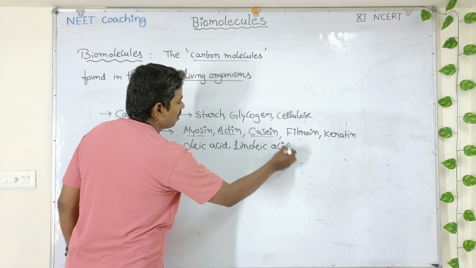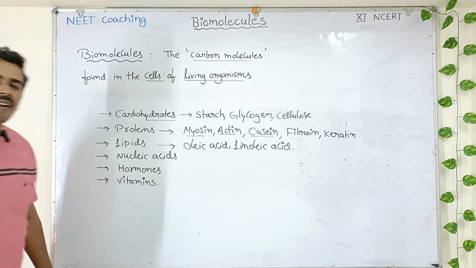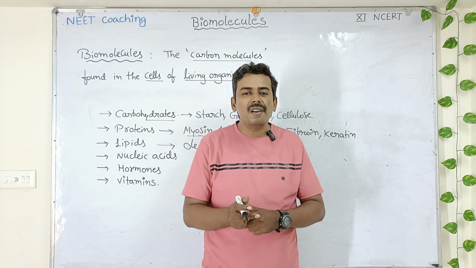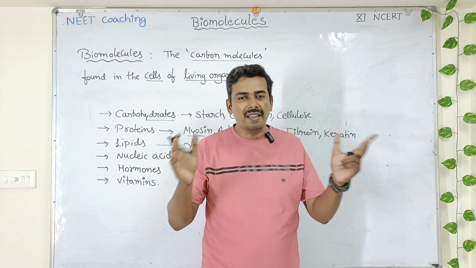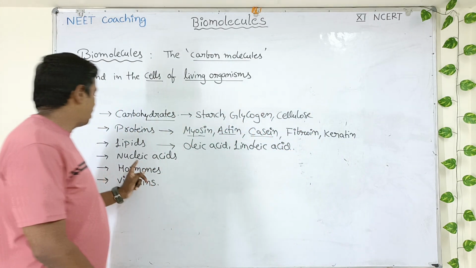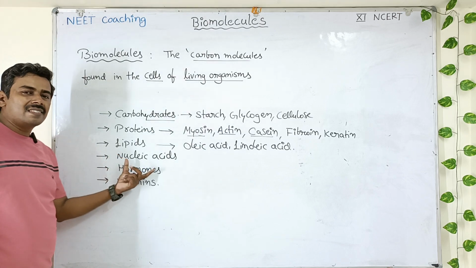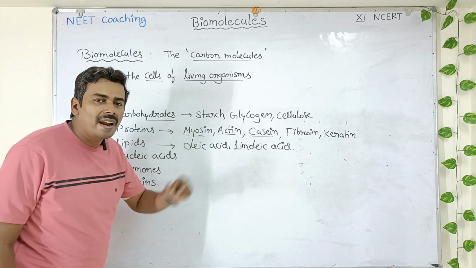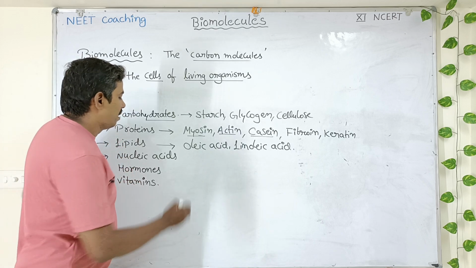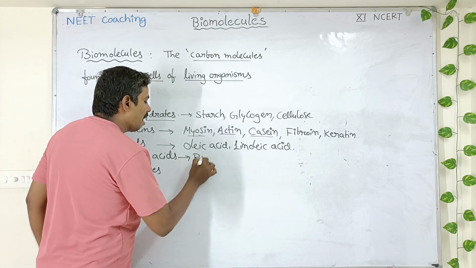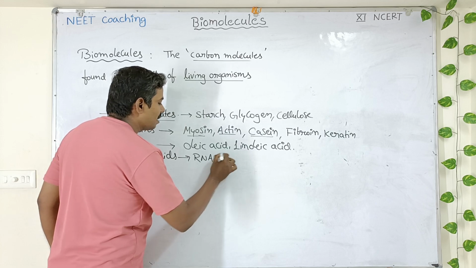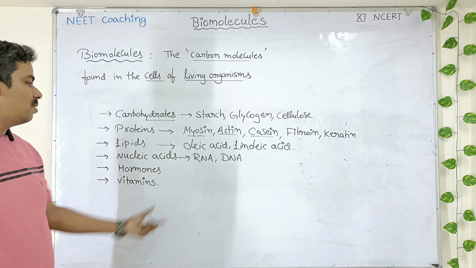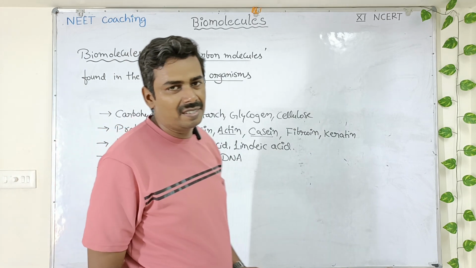These are the examples of lipids which are found in the edible oils such as groundnut oil, sunflower oil, mustard oil, etc. Understood, students? Next is nucleic acids. Nucleic acids are the acidic molecules which are present inside the nucleus of the cell. Examples are RNA, ribonucleic acid, and DNA, deoxyribonucleic acid. These two are the nucleic acids.